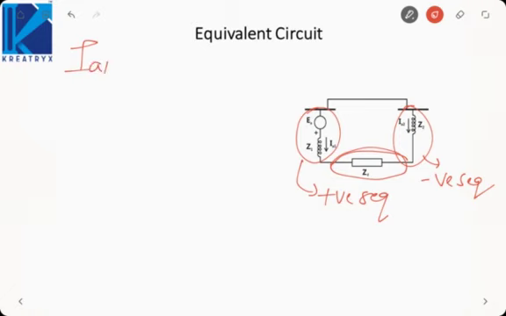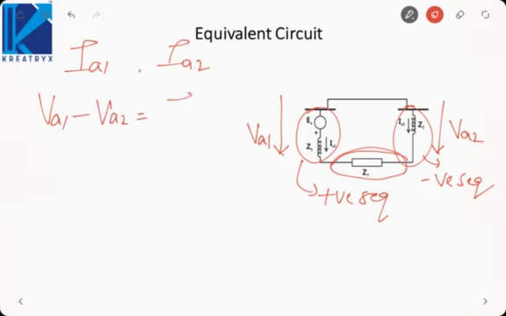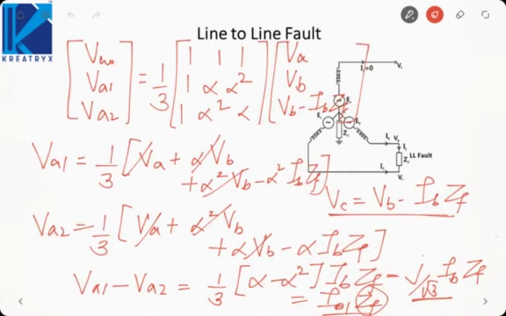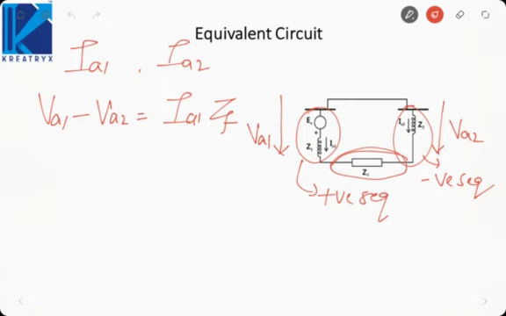IA1 is the positive sequence current and IA2 is the negative sequence current. This entire voltage will be VA1. This voltage will be VA2. So VA1 minus VA2 will be equal to IA1 into ZF as we derived here. So this will be actually IA1 because j by root 3 into IB was IA1. So IA1 into ZF, that is what we derived in the previous case.